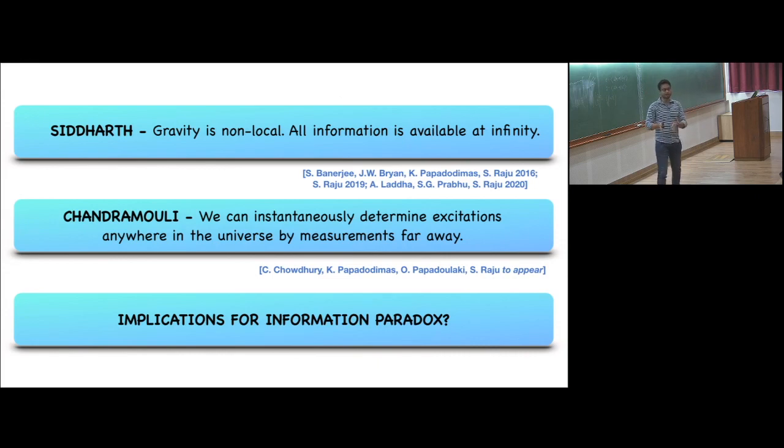So if I were to push this table, then this perturbation can be measured from the boundary instantaneously. We don't need to wait for some signal to go from this table to the walls. This can be done instantaneously, and in fact, Chandramouli talked about how we can do this in practice by just measuring some small two-point correlation functions. So now what we'll discuss today is what this implies for the information paradox.